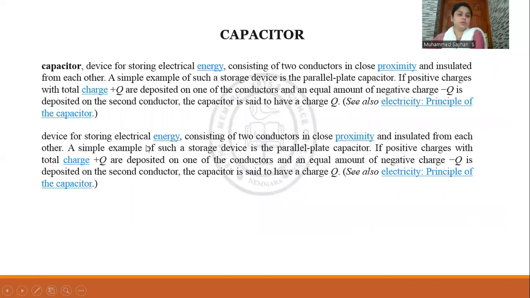Two parallel plates are placed, and in between them there will be a dielectric. That is the structure of a parallel plate capacitor.